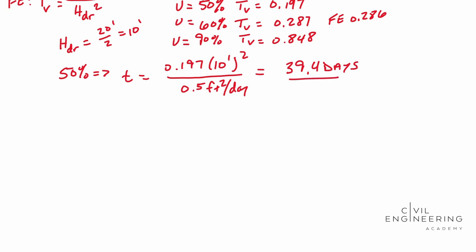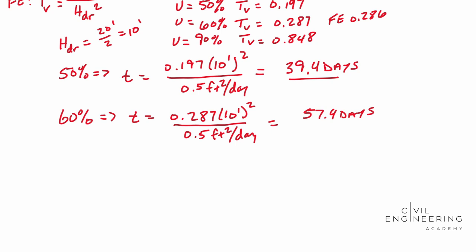So there's your 50%. 60%, same ordeal. I'm going to skip ahead in the video and give you the answer. If you solved it with the FE number, 0.286, instead of 0.287, you ended up with 57.2 days. So not much of a change, but I just wanted to give you guys a heads up that there was a slight change in that calculation, depending on which number you used.